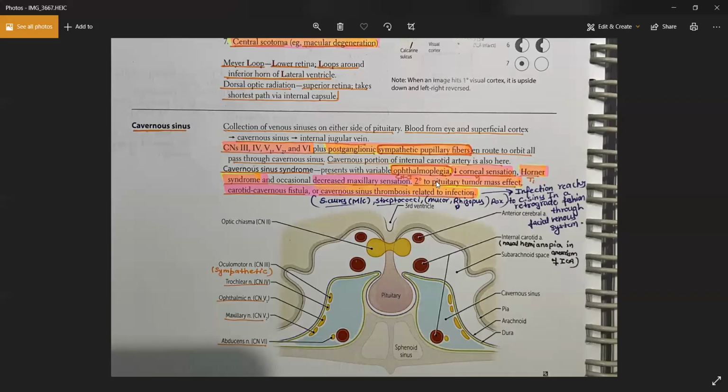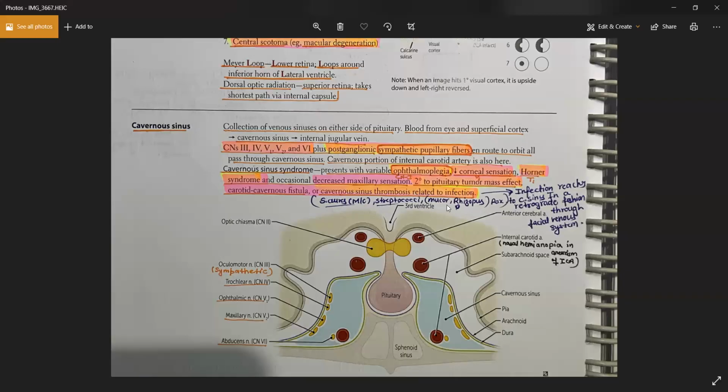And that can happen because of any tumor mass effect. Pituitary tumor can do that. As you can see, the pituitary lies in the center of this cavernous sinus, so any tumor can cause this. Any cavernous carotid fistula can cause it. You can have hemorrhage in the cavernous sinus that can damage all these nerves. You can have a cavernous sinus thrombosis with an infection, and the most common causes are Mucor, Rhizopus, Streptococcus, and Staphylococcus aureus. Staph aureus is the most common. Then you have Mucor and Rhizopus and then the streptococci.